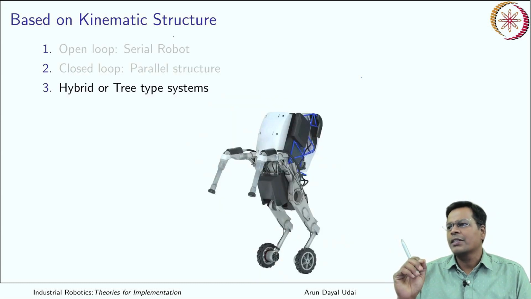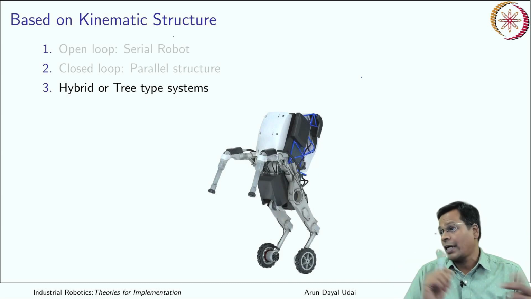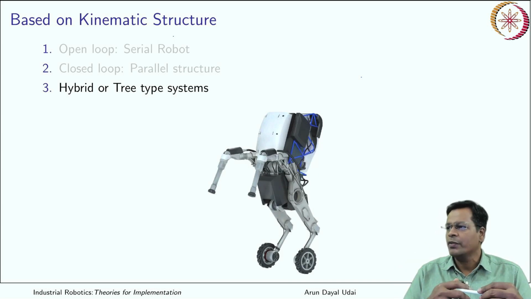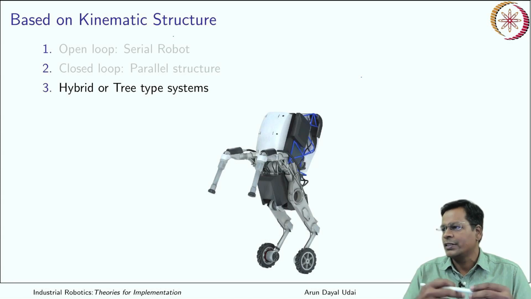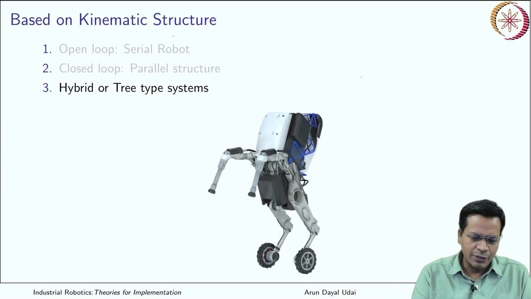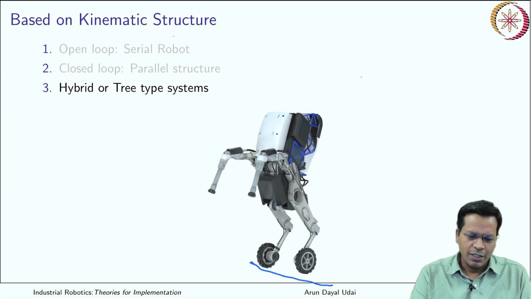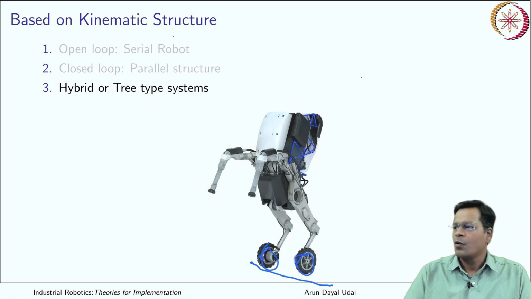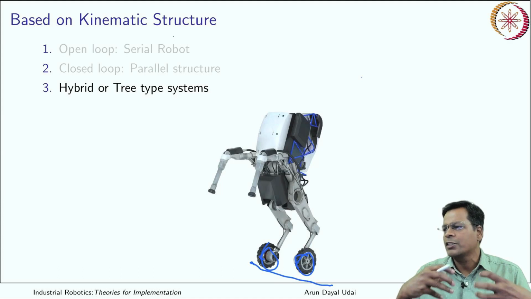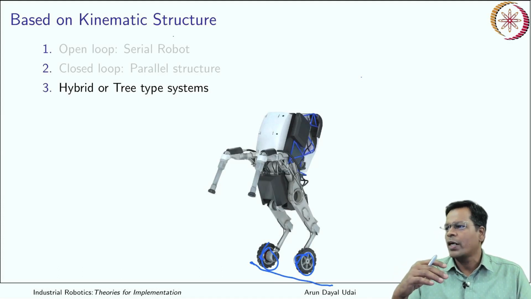Okay, and this is a kind of hybrid or tree type robot system when you have a combination of all these, right? So as long as this robot is on the floor, this is Boston Dynamics' robot, if you have seen the video of this. It has wheels also, wheels can maneuver at very high speed on the floor, right? If the surface is flat, it can move at very high speed.